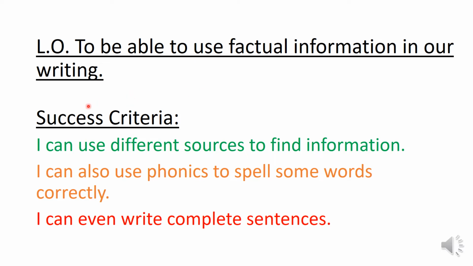Now our success criteria is that we can use different sources to find information. So sources might be using the internet or asking a friend or looking in a book. We will also be able to use our phonics to spell some words correctly. And we will even be able to write complete sentences. Now, complete sentences is adding in things like capital letters, finger spaces, full stops.